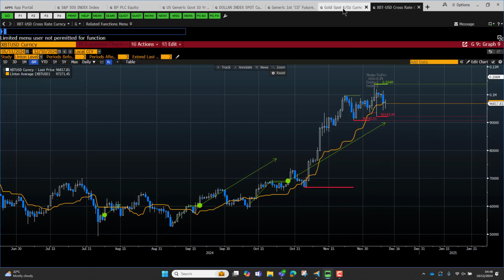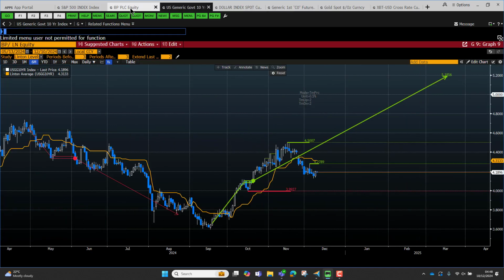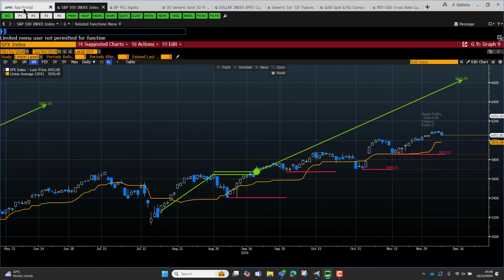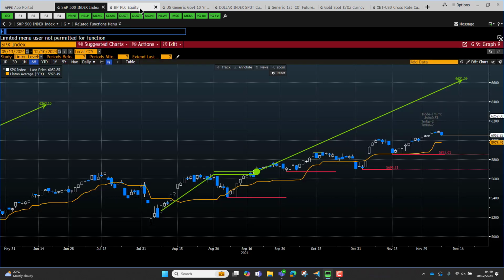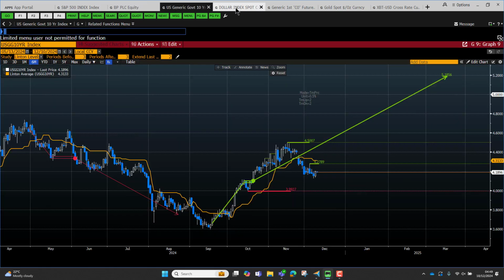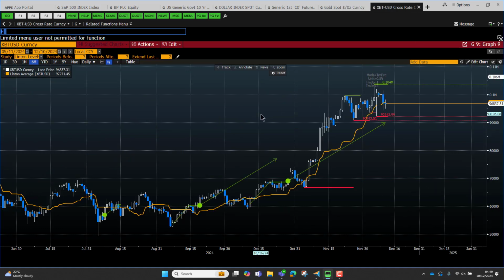So that's just a little bit of an explainer, and I hope that helps you understand using the targets on Bloomberg. The key thing is to get on apps, APPS LIN GO, and that will give you the targets to play with on your chart. So why not give them a go? I think you'll find them very, very powerful. You can just do them on any chart, of course. It's a great way of getting some forward idea as to where the price is going.